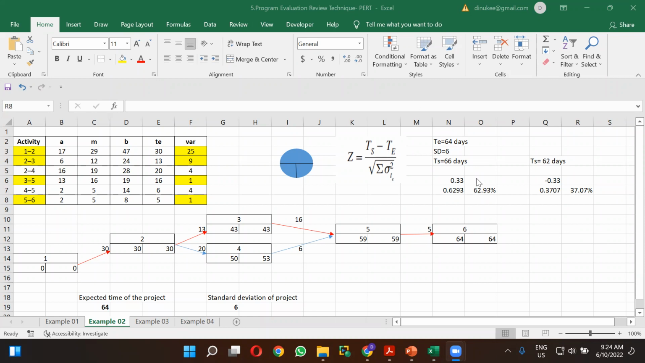So if the schedule time to complete the project is 62 days, the probability of completing that project within 62 days is 37.07%.